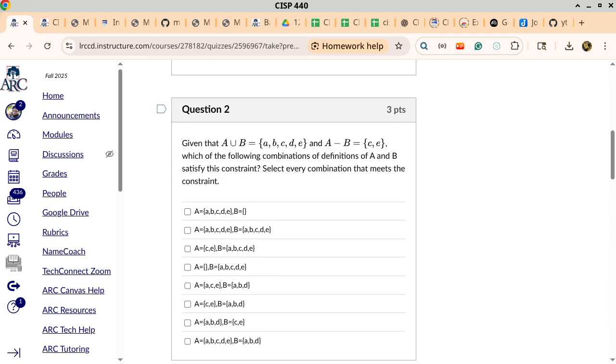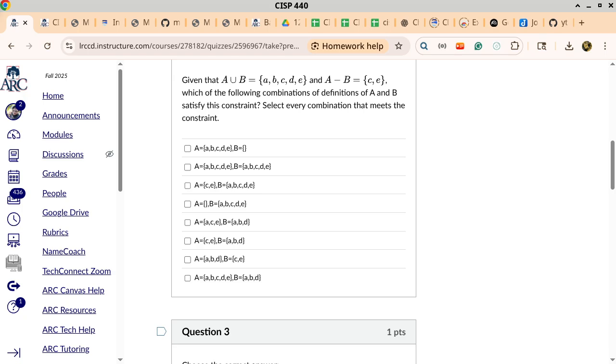Question number two. Given that the union of the two sets consists of the lowercase letters a, b, c, d, and e, and the difference only has c and e, I want you to check all the boxes where it is possible. In other words, I give you some constraints, and then you have to work out which one of these scenarios can potentially make this happen. So what you need to make sure is between A and B, we need to be able to find all five elements. And then the second thing is C and E can only be in A but not in B. I think that is a pretty strong constraint.